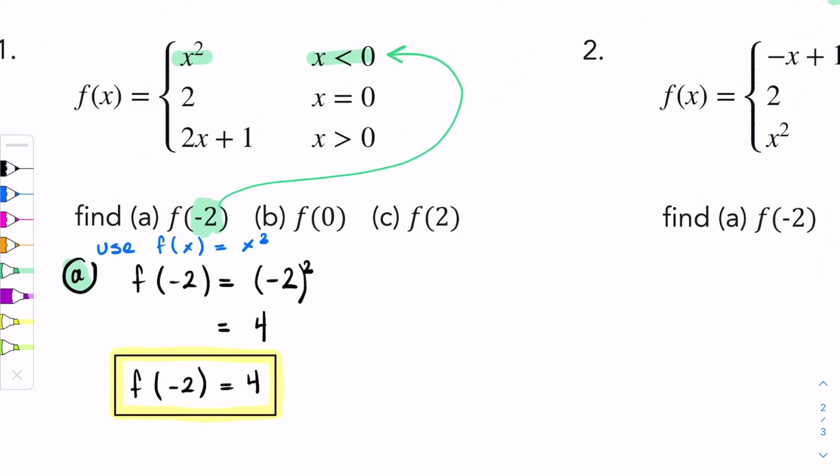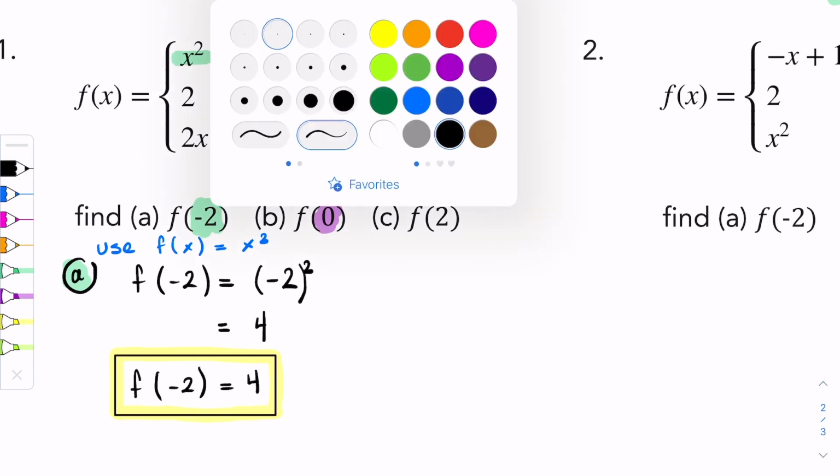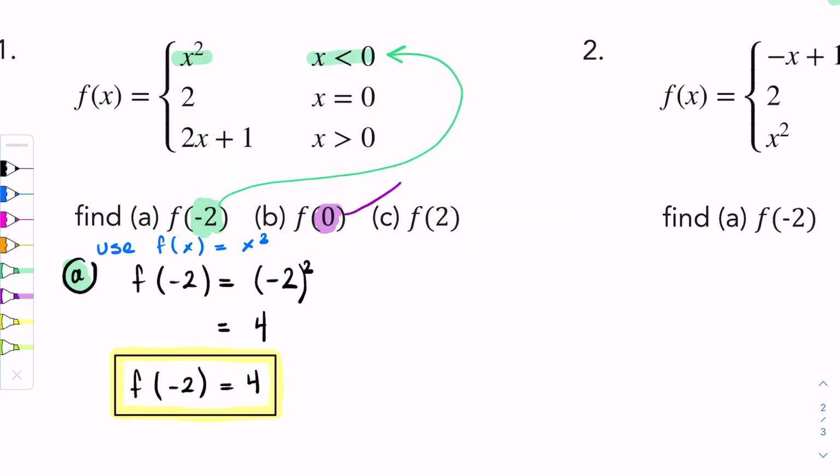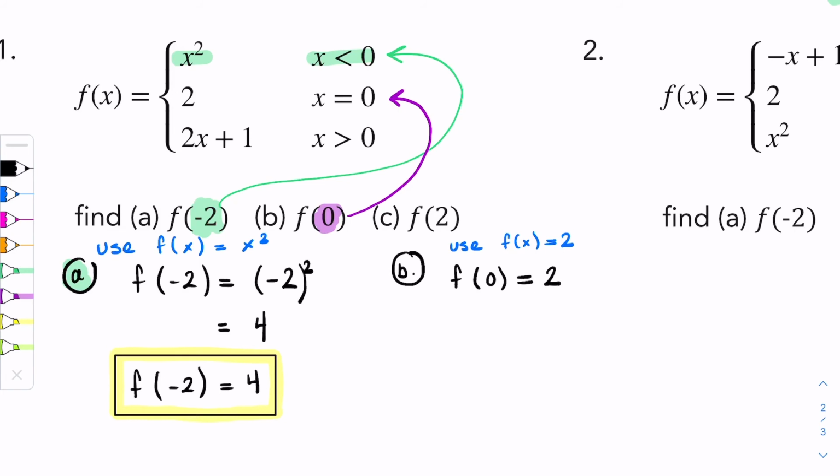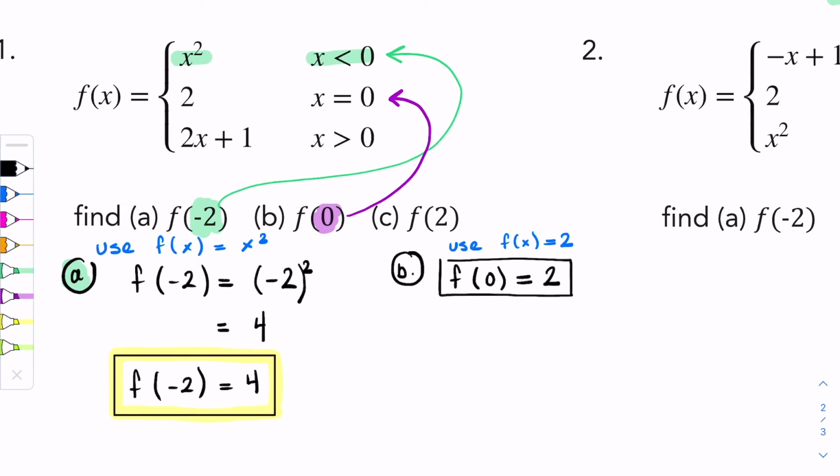Okay, for part B, we have a value of 0. So we need to think to ourselves, is 0 greater than 0? No. Is 0 equal to 0? Yes. So for part B, we're going to be using the function f of x is equal to 2. And this one you don't really need to do any work because that's going to be your answer. When you evaluate at f of 0, it's equal to 2. You don't have anything to substitute in. That is just your answer.